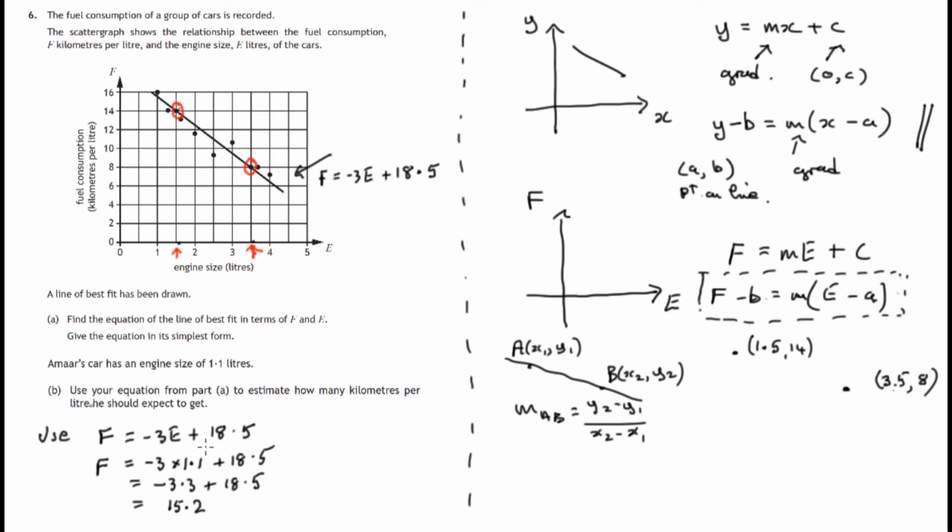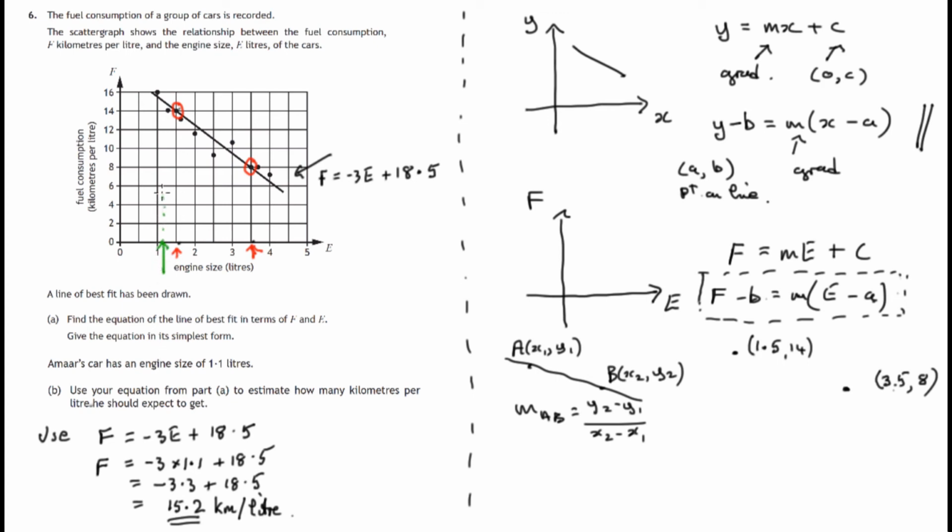So how many kilometres per litre should he expect to get? He'll get 15.2 kilometres per litre. I'd expect to get that, and that's using the equation of the line of best fit. Now, it might be wise at this stage just to double check that that answer makes sense when we look at this diagram. 1.1 for the engine size.